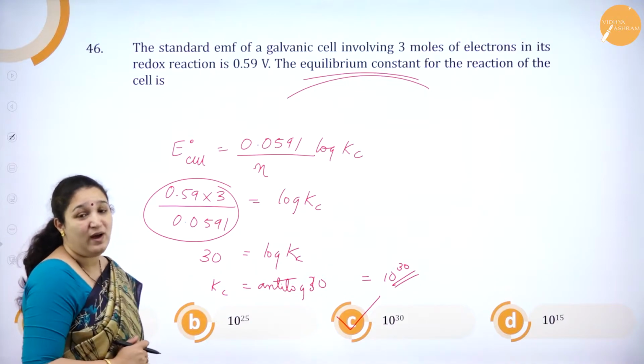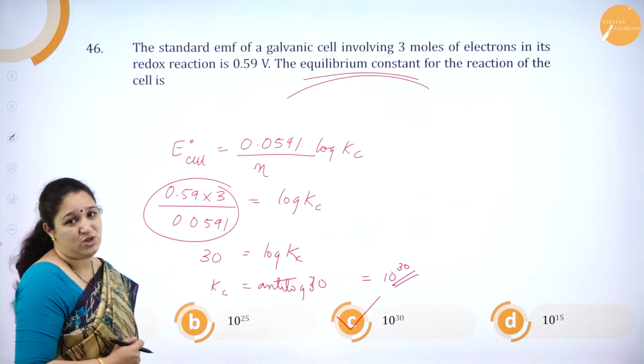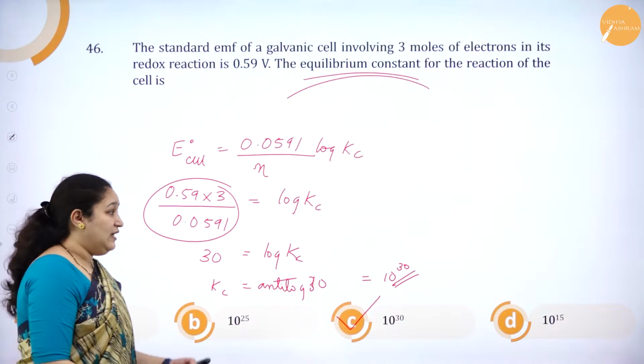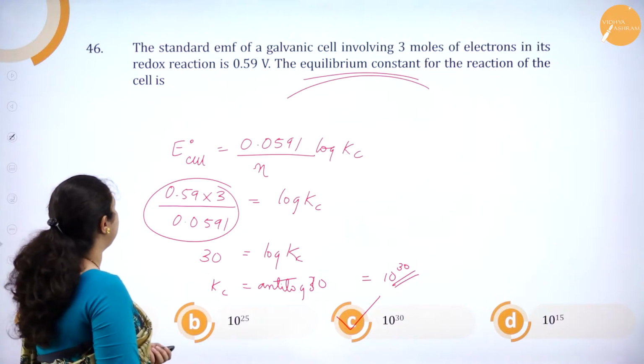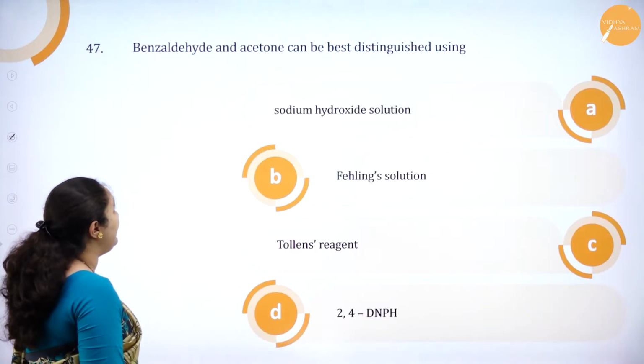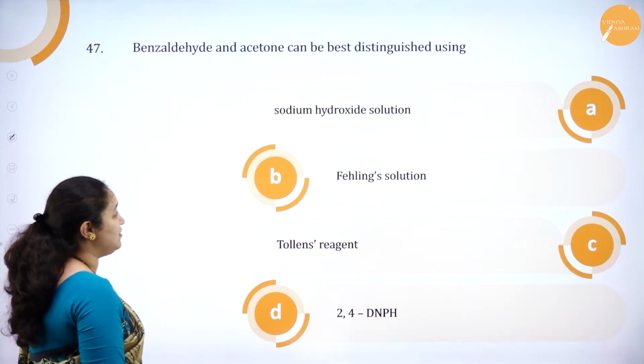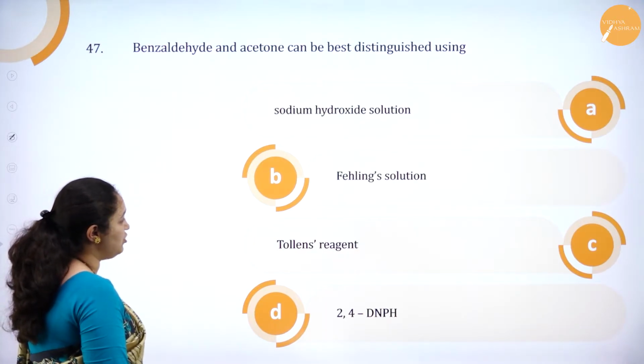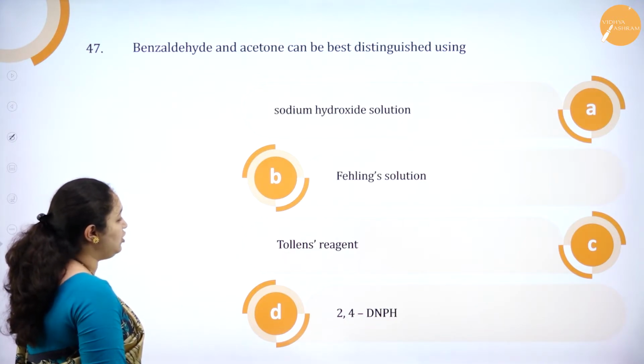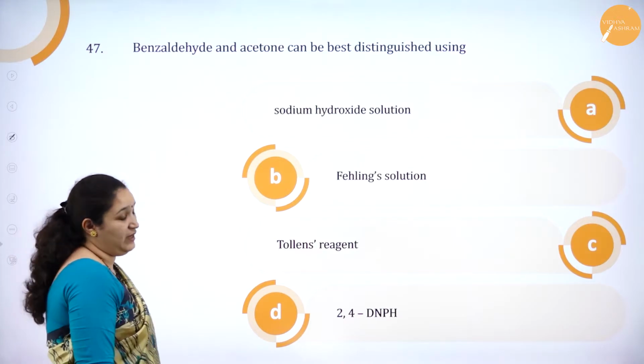So I hope you have understood how to solve this. Correct? We'll go to the next question. Benzaldehyde and acetone can be best distinguished using option A, sodium hydroxide solution, option B, Fehling solution, option C, Tollens reagent, option D, 2,4 DNPH.